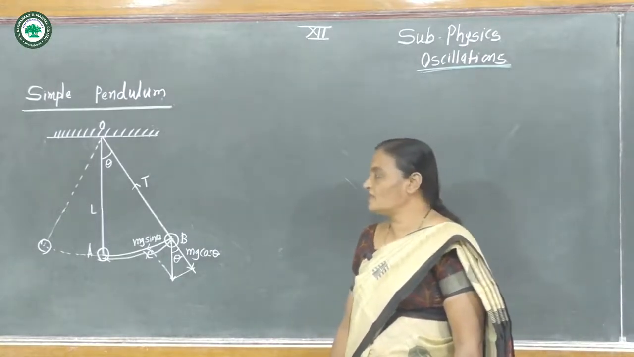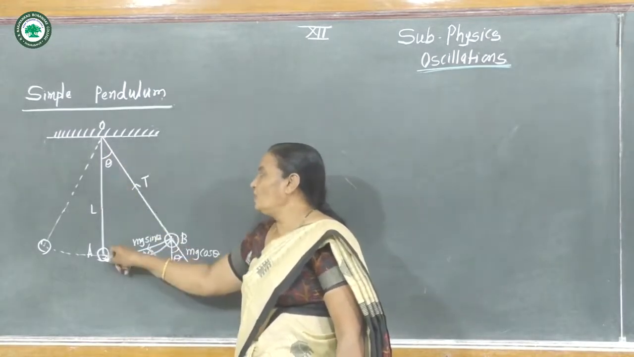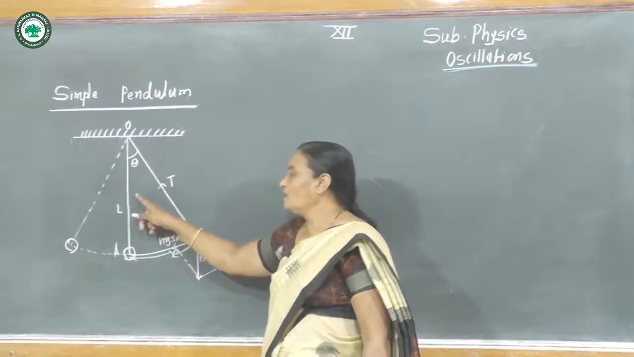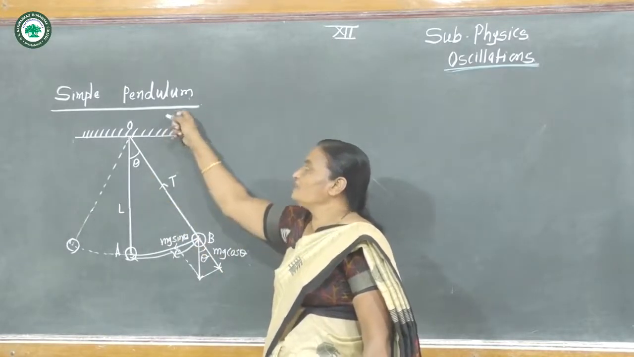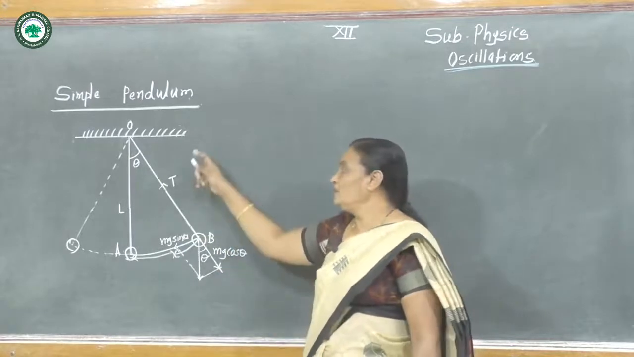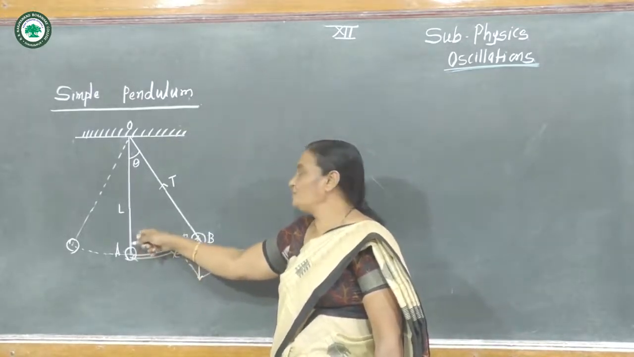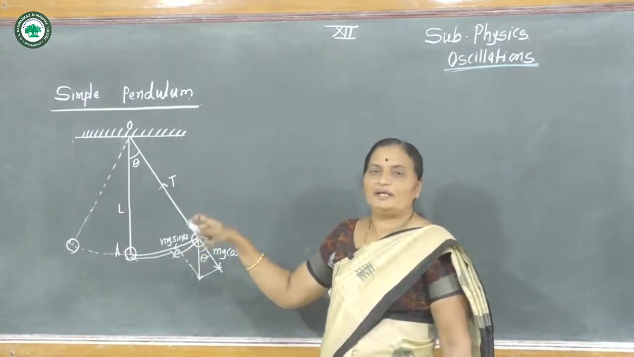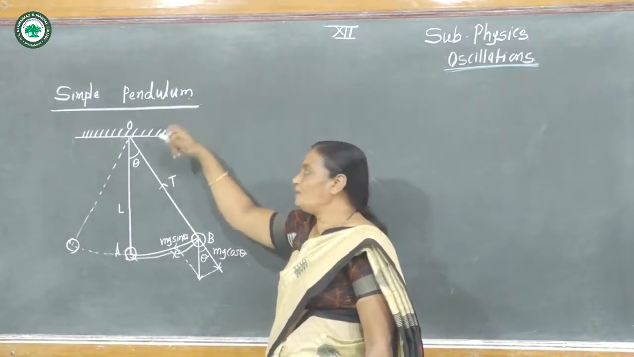Now in the ideal simple pendulum, a particle is tied with a weightless, inextensible string and it oscillates. It is called a simple pendulum. In the practical simple pendulum, a heavy bob is attached to an inextensible, massless string on a rigid support. It is called a simple pendulum.